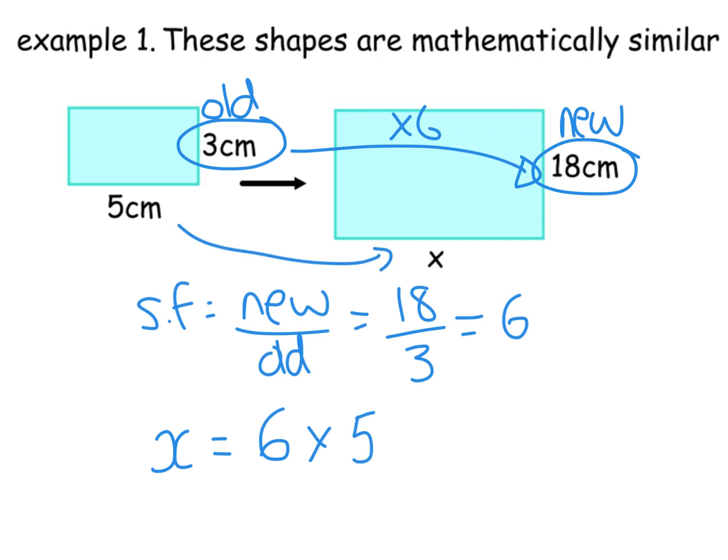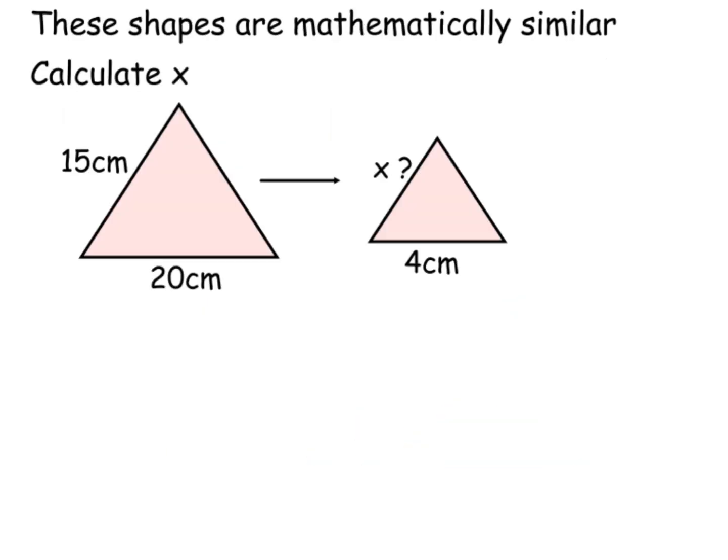So 6 times 5, which is 30. So my missing length is 30 centimetres. Let's have a look at my second one.